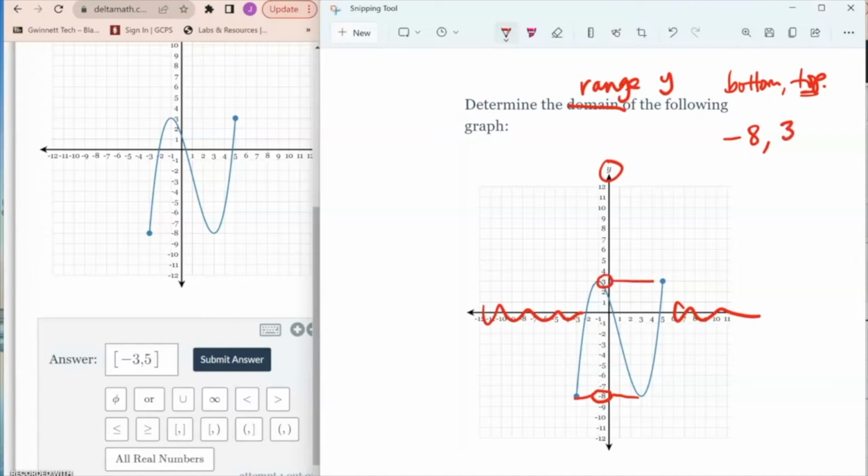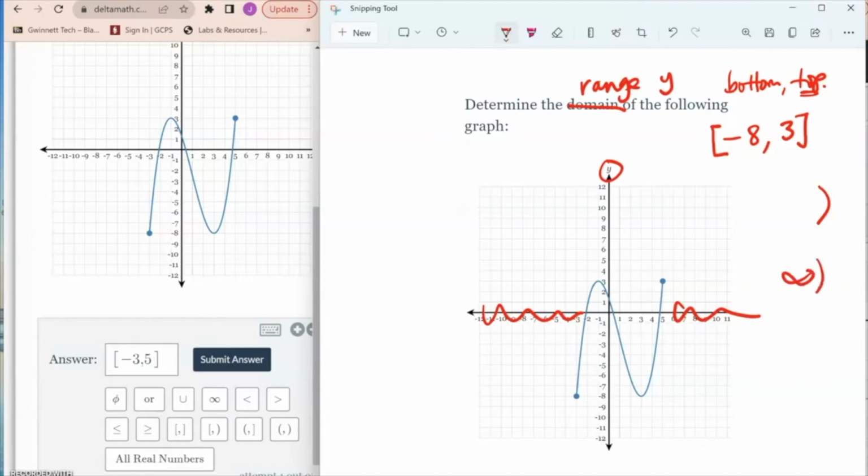Then you need to see, is it open? Is it blank there or is it closed? I'm going to erase this real quick so you can see. If you look here at the top, it's closed, because there's a blue line at that point. So remember, closed is a bracket, and if it's open, it's a parenthesis. And over here, it's also closed. So this would be my range. Now, if you have infinity, that's always open.